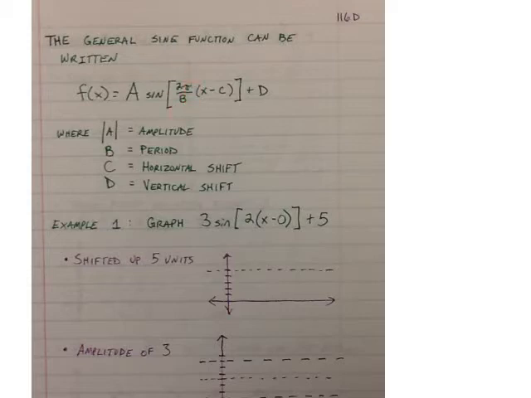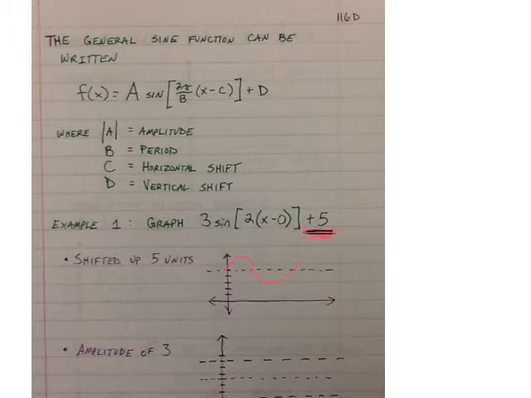But let's tackle one with numbers in it. And I start pretty straightforward. I have 3 times sine of 2 times x minus 0, plus 5. So the first thing I think is, hey, I'm shifting up 5 units, so I'm going to take my graph, which I've drawn here, and I'm going to shift my horizontal line up 5 units. So now I know that the curve probably does something like that, about the 5 units.